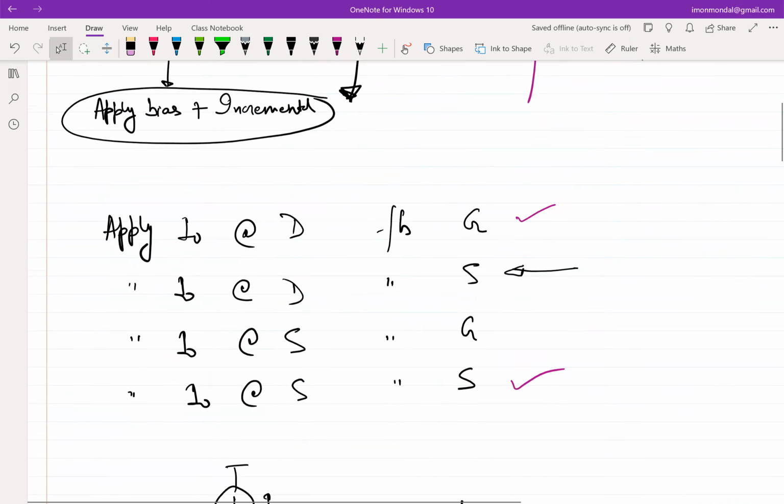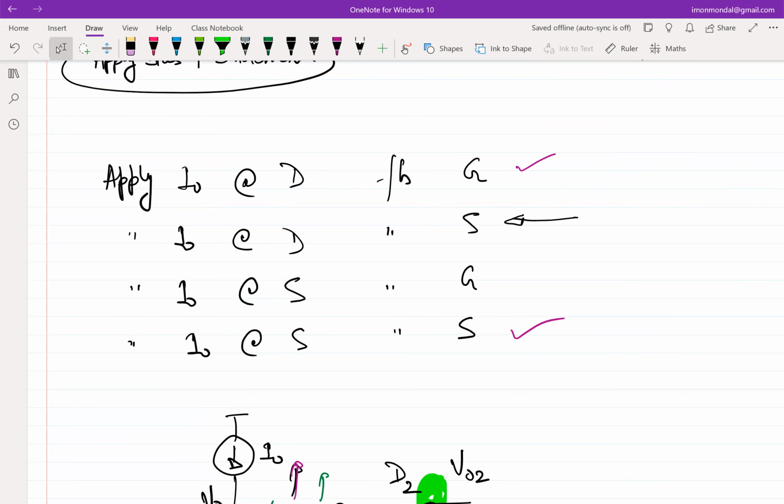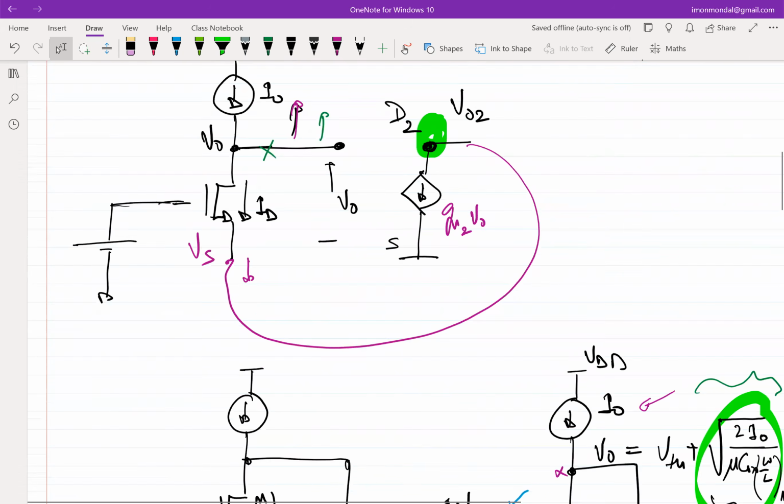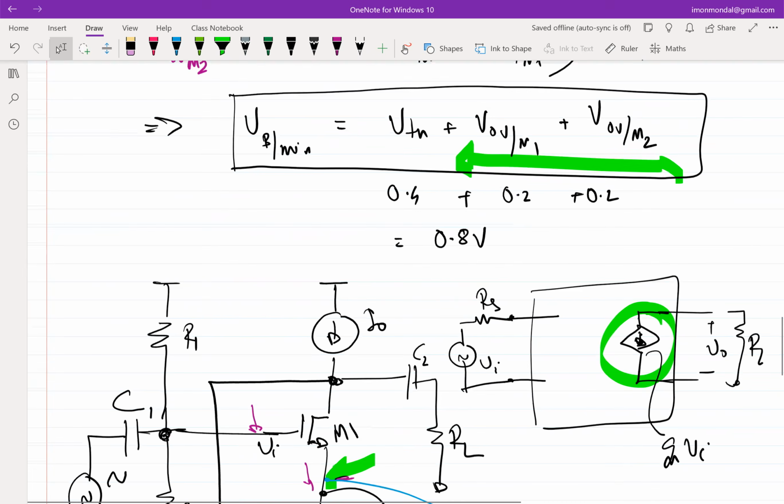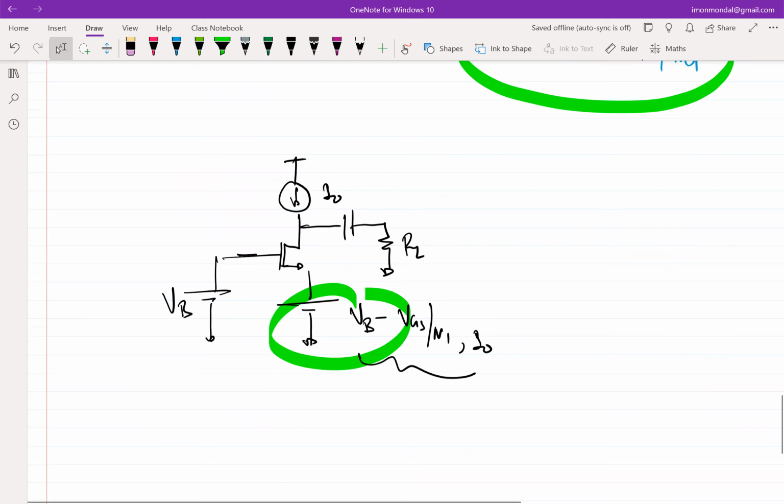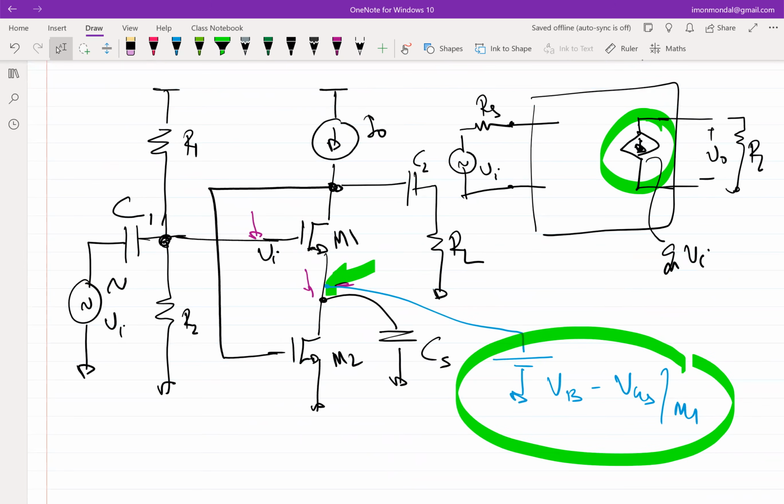We have these four ways of biasing. Is there a winner? The answer to that is, it depends. That's a very interesting and very relevant question. What he is essentially asking is, why do I bother? I know how to bias a common source amplifier. I know one way to bias it, so let's use it everywhere.